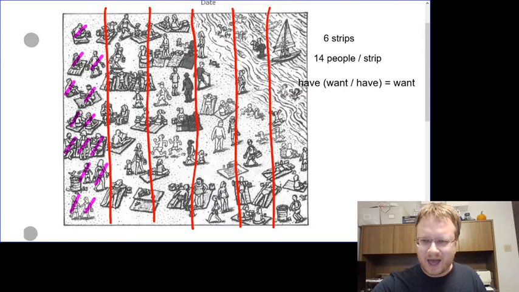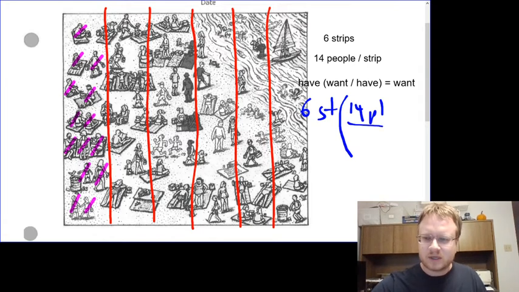All right, so we have 6 strips. Oops, let's try that again. So we have 6 strips. We want to have people, so I know I have 14 people. It's hard to write on my touch screen, so I'm going to use short forms here. Over what we have is strips, and I have 14 people per one strip here in my conversion factor, so 14 people every one strip. And that's going to equal some number of people.